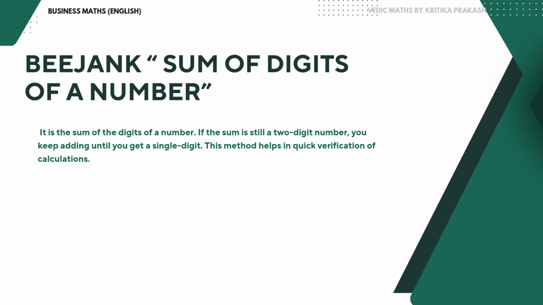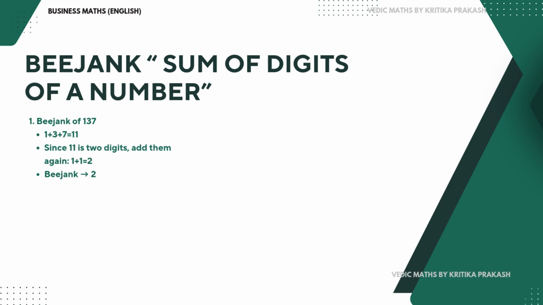If the sum still has a 2-digit number, you keep adding it until you get a single digit. This method is useful in quick verification of the calculation. For example, Beejank of 137 is the addition of all the 3 digits in the number, that is 1 plus 3 plus 7, which is 11. Again, we have got the 2-digit value, so we would be adding 1 plus 1, which would give us the value 2.